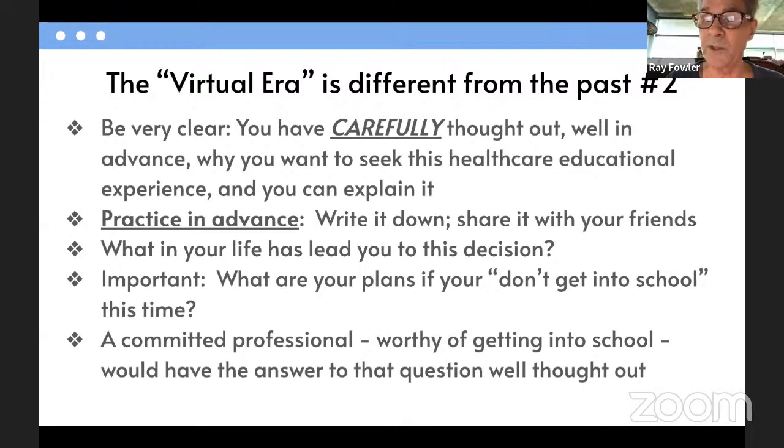Do you still want to learn the applied science to enter into a partnership to better the condition of health for others? But especially, you have to demonstrate that you are a committed professional, worthy of getting into school, and that you would have the answer to that question well thought out. Why do you want to do this?